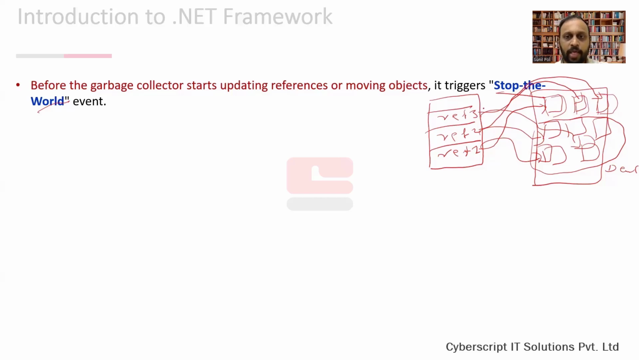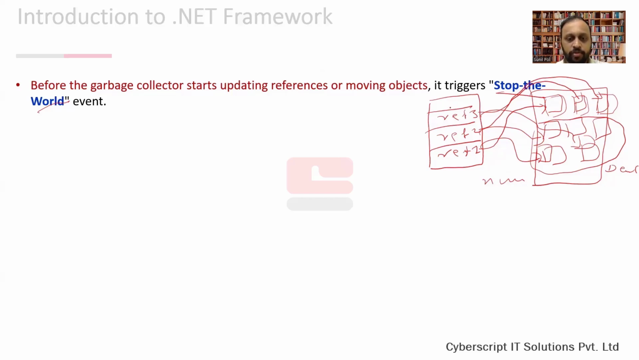Suppose meanwhile our application is also running in parallel and trying to use these reference objects, then it is pointing to garbage objects. So it will fetch wrong data or it will throw a null exception because the actual objects are not shifted yet. So to avoid this, the garbage collector will call the stop the world event.